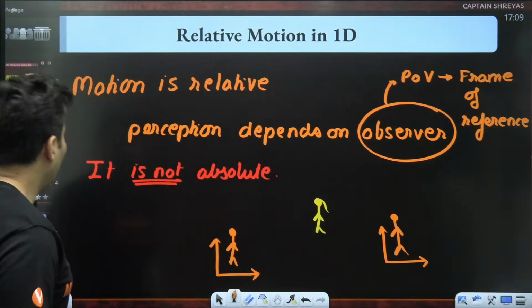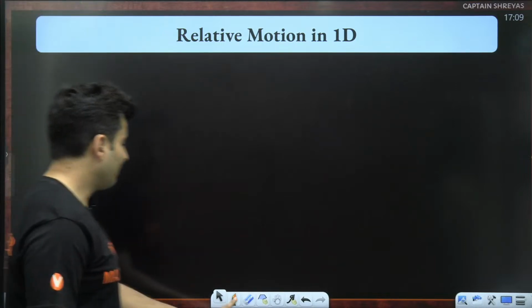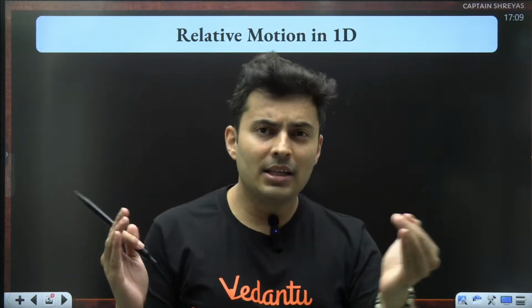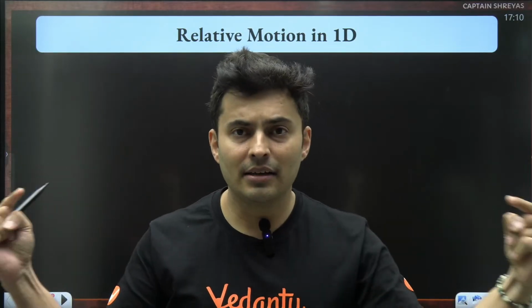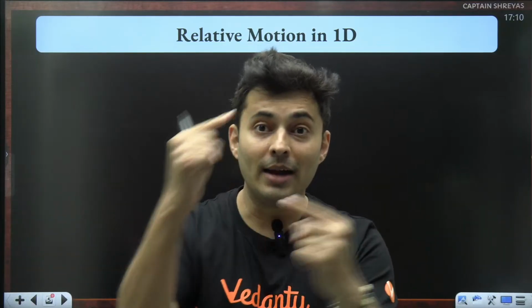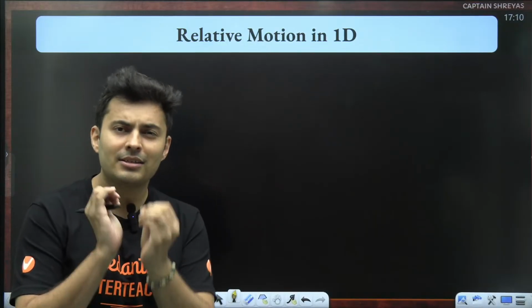Now, when we talk about relative motion, usually we divide the problems into two categories: relative motion in a straight line or one dimension, and relative motion in two dimensions. In one dimension, usually it is very straightforward.